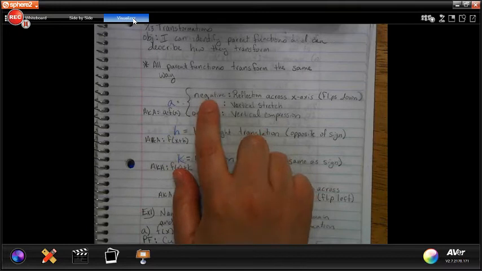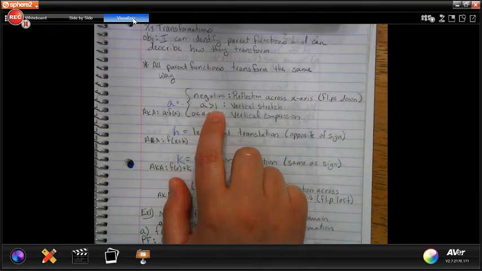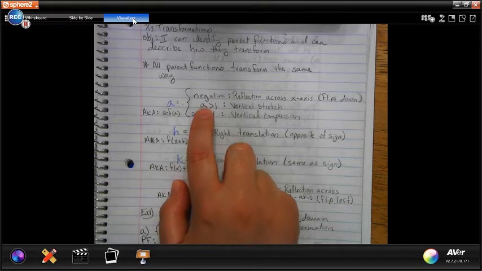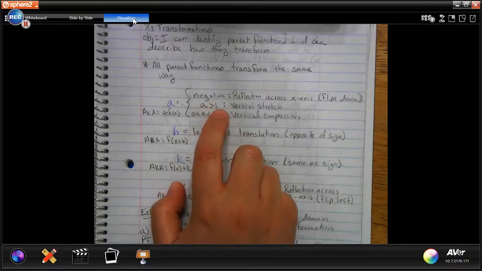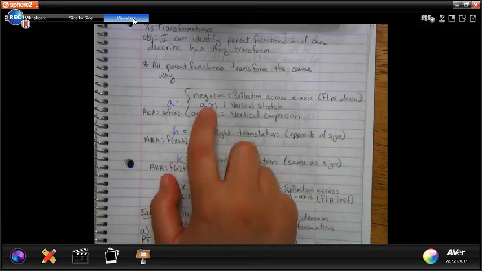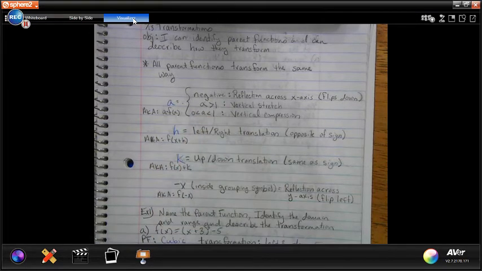A, if it's negative, reflection across the x-axis. If A is greater than 1, a positive number, vertical stretch. Not talking about the negative part, just bigger than 1, negative is dealt with here. So whatever the number is, if it's bigger than 1, it's a vertical stretch, not necessarily positive, because the negative is dealt with there. And then if your A is between 0 and 1, it's vertical compression.